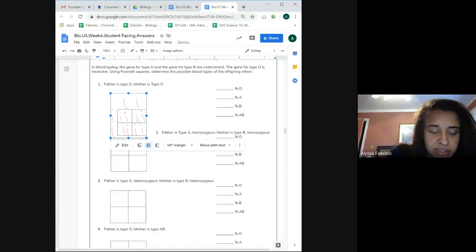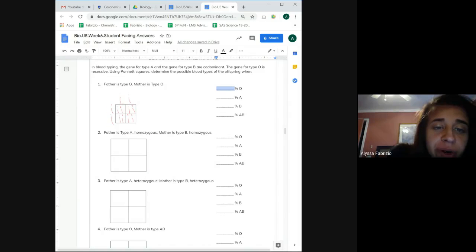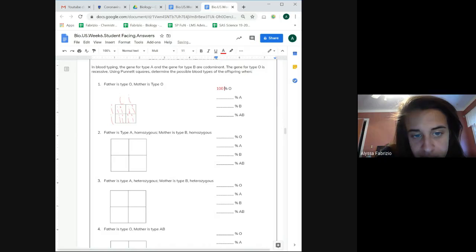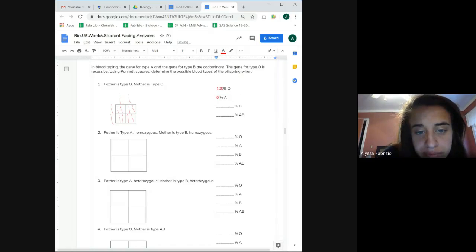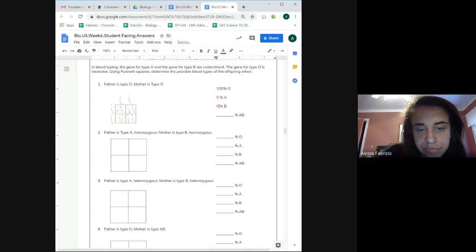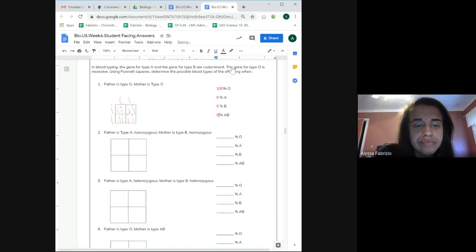Looking at percent O, 100% of our babies will have type O blood. 0% are going to have type A blood because mom and dad cannot contribute that dominant allele, and same thing with B blood, and same thing with type AB blood.